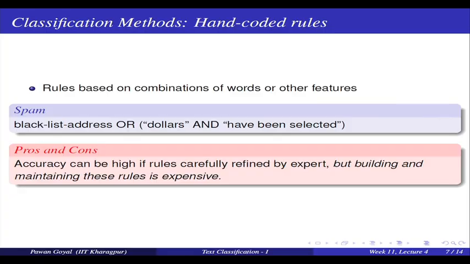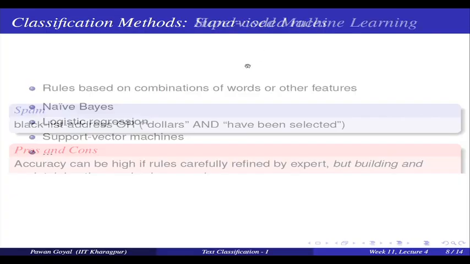Whenever you have something like dollars and have been selected, it will probably be a spam email. But the other problem is that you do not know how many such rules you have to build. If you do not have sufficient rules, you will not have a very high recall, so you will not be able to find all the spams. We will talk about these evaluation measures, precision and recall, in detail during this topic. Maintaining the rules is also quite expensive.